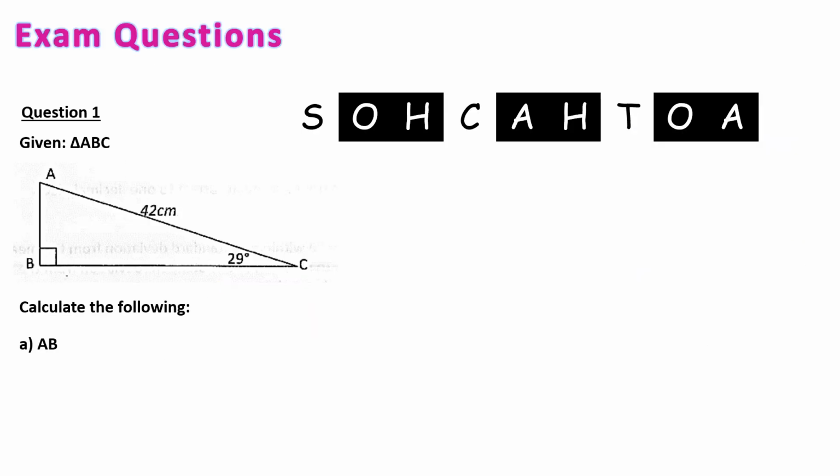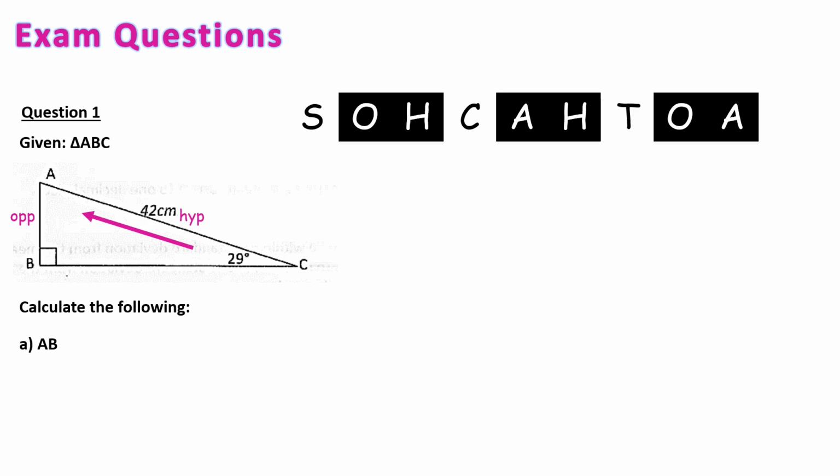Let's have a look at one or two questions as they appeared in exams. So now we've got triangle ABC and we want to calculate AB. So what information have we got? AB will be the opposite side. Okay, that's what I want to calculate. I want to calculate the opposite side, and I've been given the hypotenuse, which is opposite the right angle.